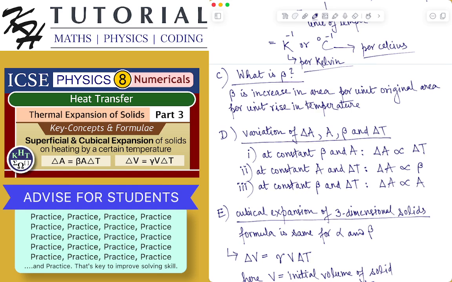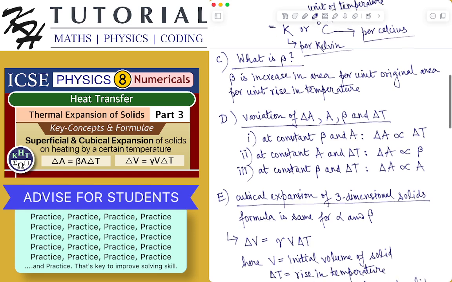And if the original area and the increase in temperature are kept constant, then the increase in area will be directly proportional to beta. And finally, at constant beta and delta T, the increase in area is directly proportional to the original area. So this is all about the superficial expansion of solid plates. Superficial expansion means the expansion in area of plate-like solids, and here we have the coefficient of superficial expansion, that is beta.